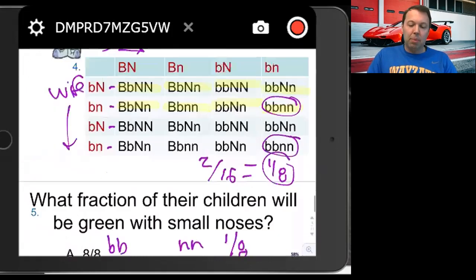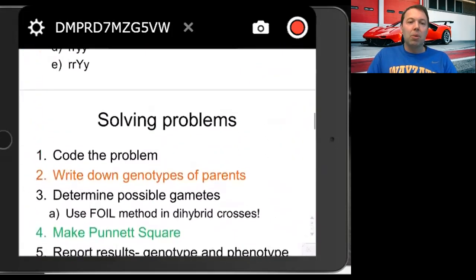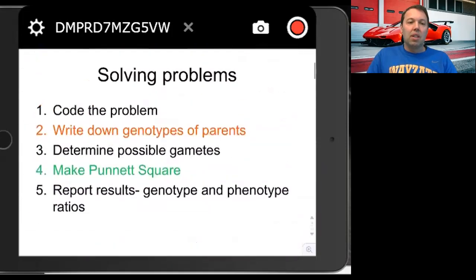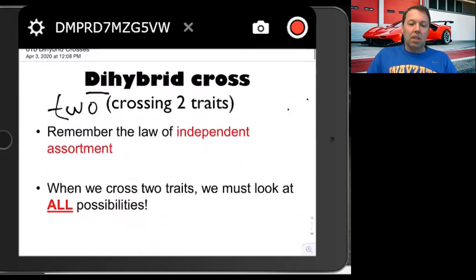All right, well, that has been your dihybrid cross. You should be able to solve problems using those steps. Let's stop sharing the screen there. And then you should be able to do page 4 in your homework number 1. That one is going to be due on Wednesday.